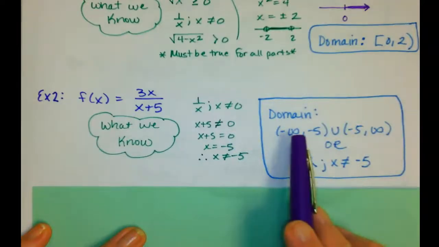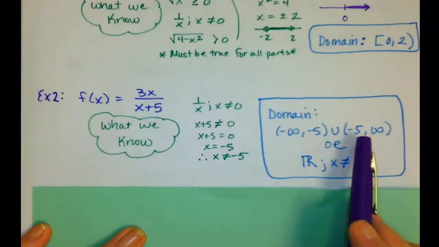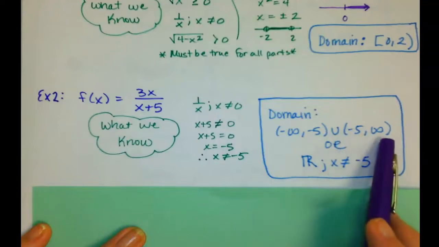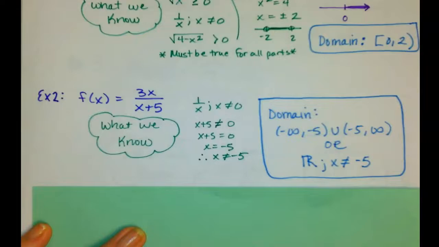So you can write your domain from negative infinity to negative 5, soft bracket, skip over, soft bracket, negative 5 to infinity. I prefer this one, and we use this one most of the time anyway, unless we're dealing with rational functions, but in theory that is a rational function. So just pay attention to how the question is worded and what it asks.